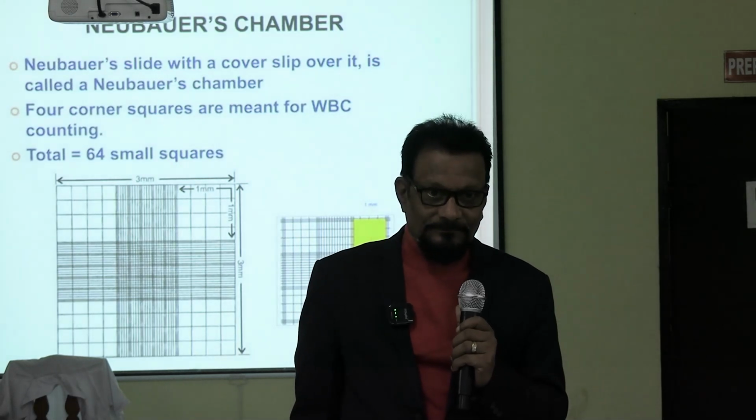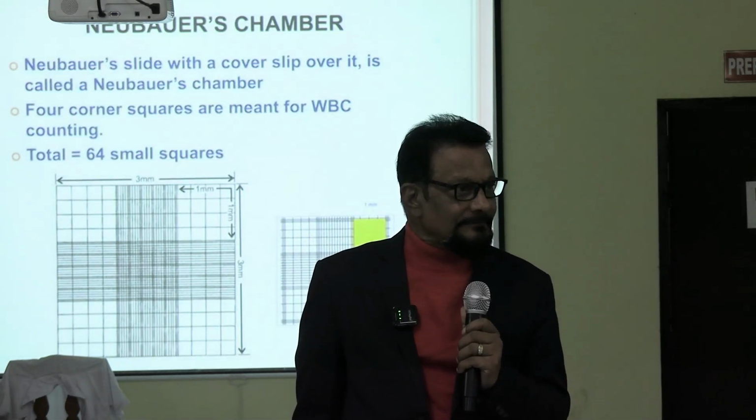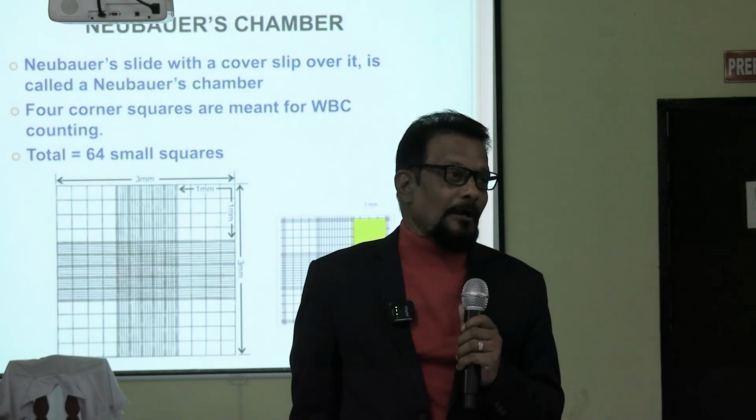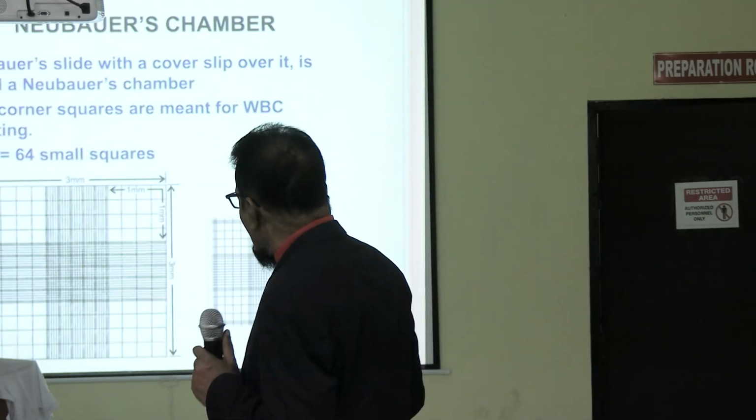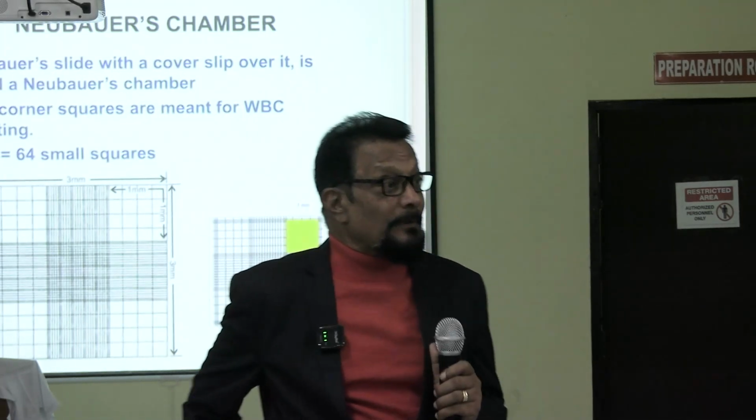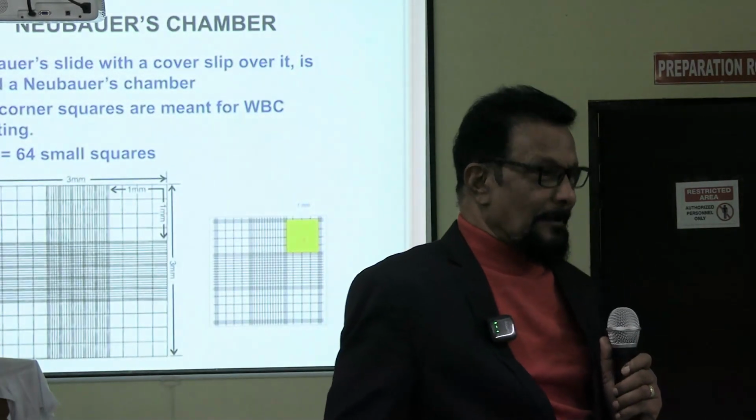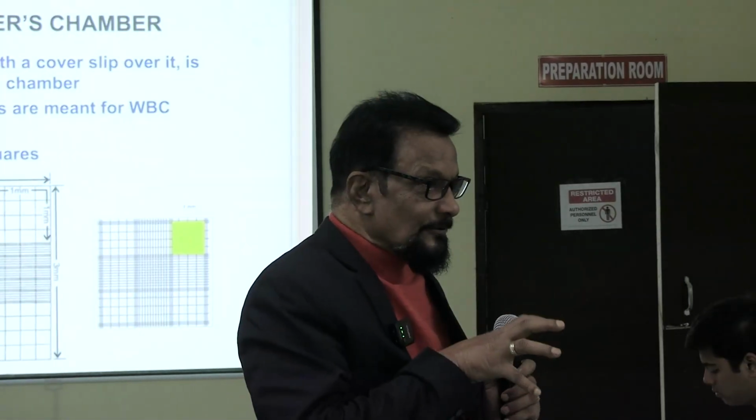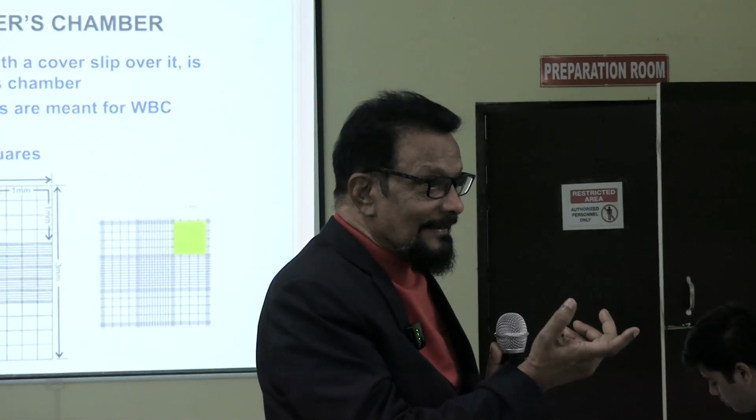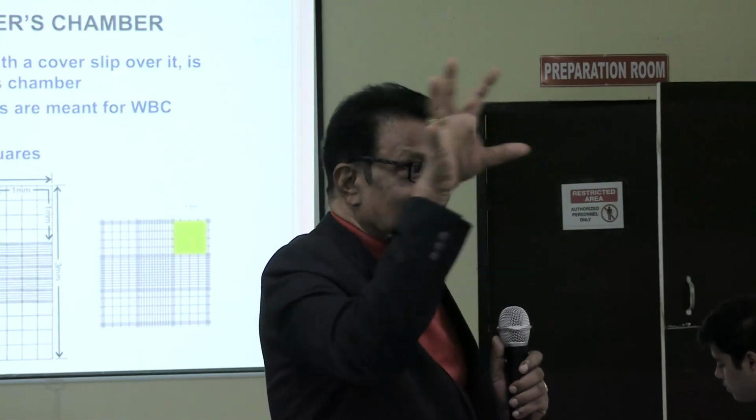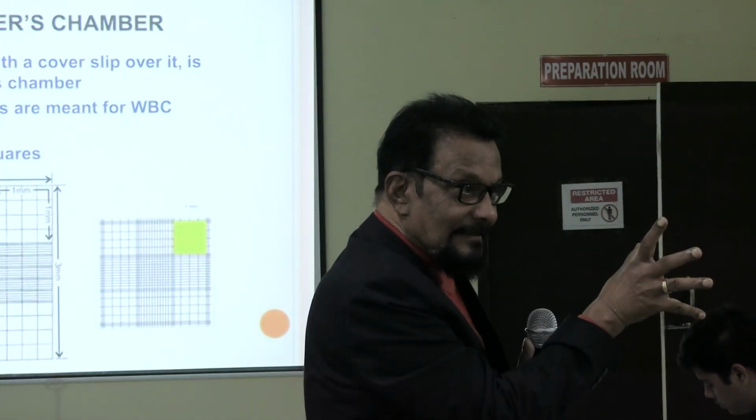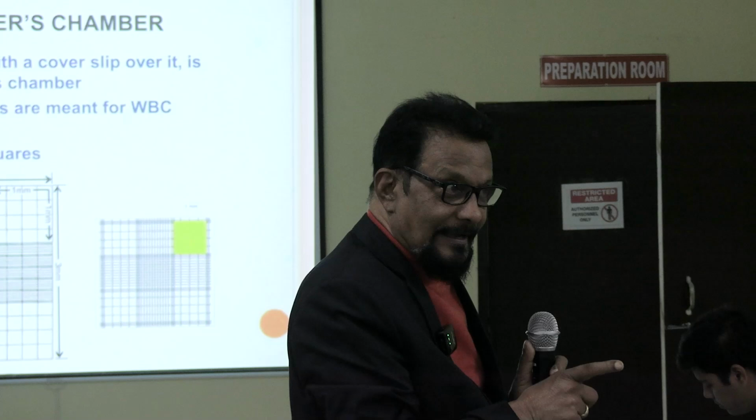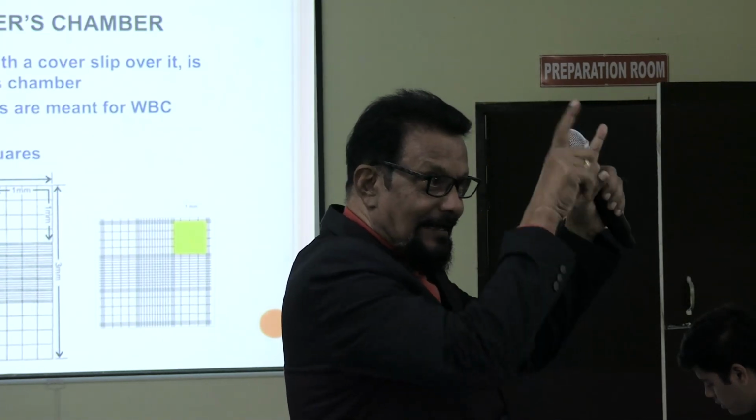In total there are 64, with each having 16. So the number is 16 into 4. You will be counting the number of WBC in all these 4. So what is the area? This much WBC will be in this area. What is this area? This is the area. You know the area now.